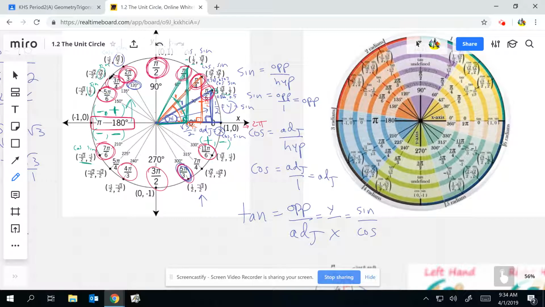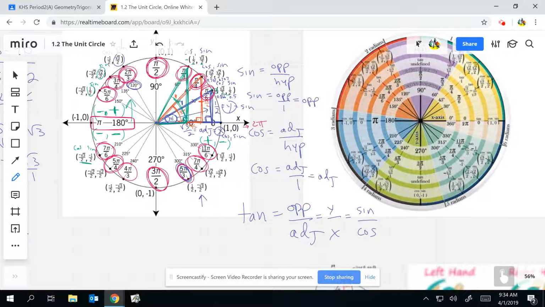3/4, and then 4/4 is 1 whole. And then you could keep going. 5/4, 6/4, 7/4, 8/4. You're just counting by fourths. There's 6/4. You reduce it to 3/2. There's 7/4. 8/4 would be 2 pi.